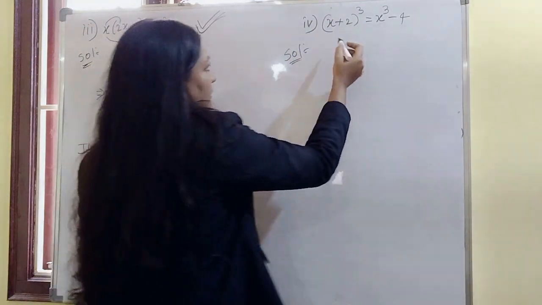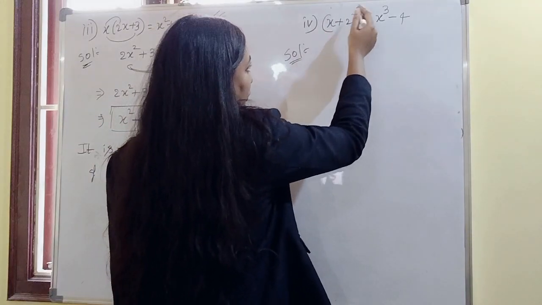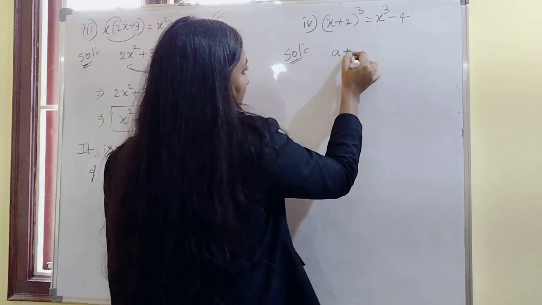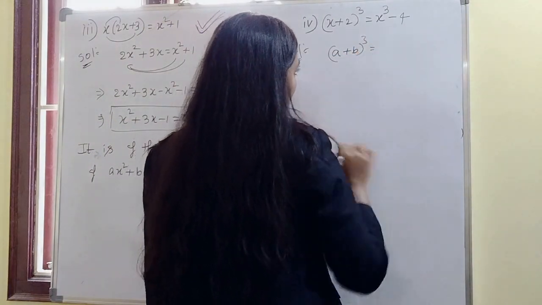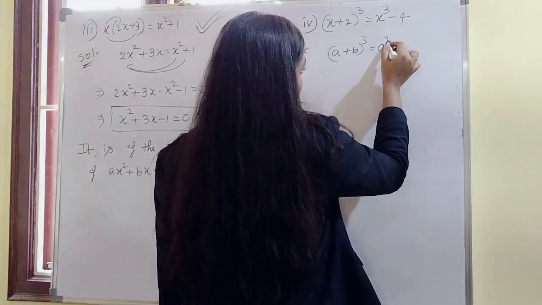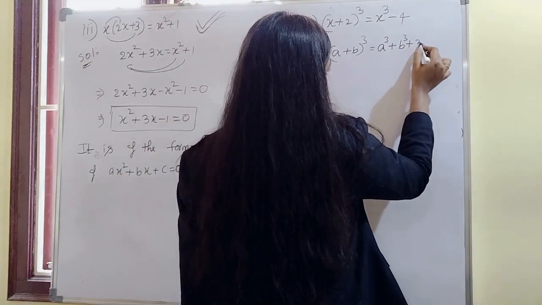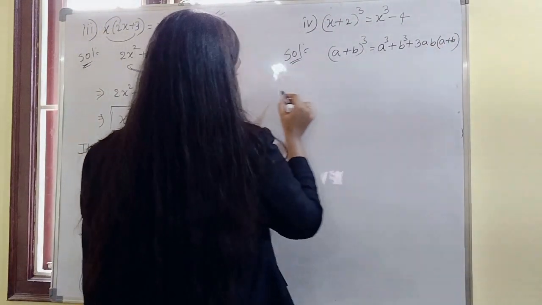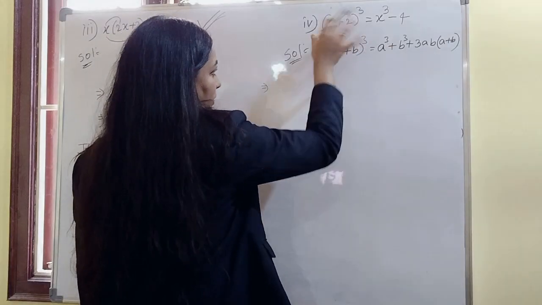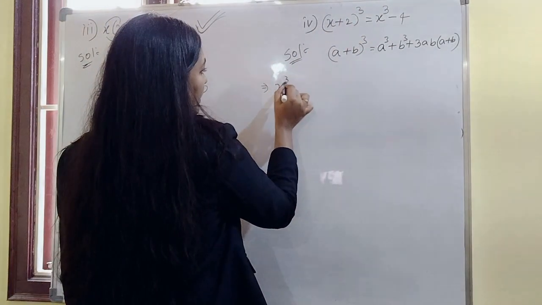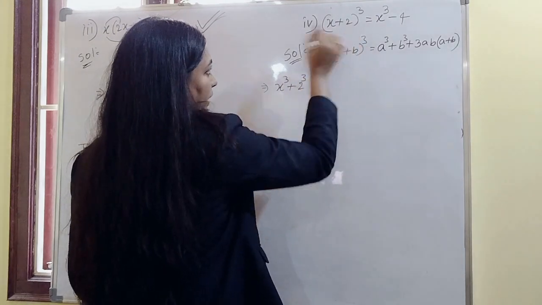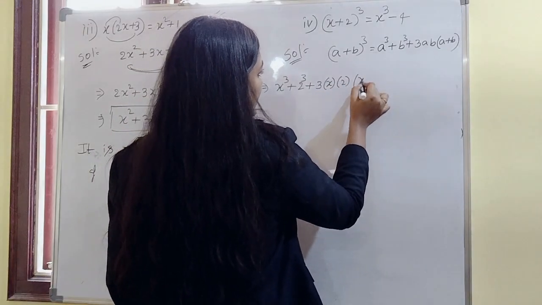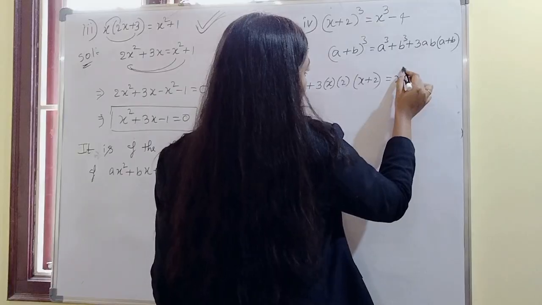Solution: look at this. LHS, x plus 2 whole cube is equal to x cube minus 4. It is in the form of a plus b whole cube. What is the formula of a plus b whole cube? a cube plus b cube plus 3ab into a plus b. So let us simplify it. x plus 2 whole cube, apply this formula: x cube plus 2 cube, here b is 2, a is x, plus 3 into x into 2 into a plus b, that means x plus 2, is equal to x cube minus 4.